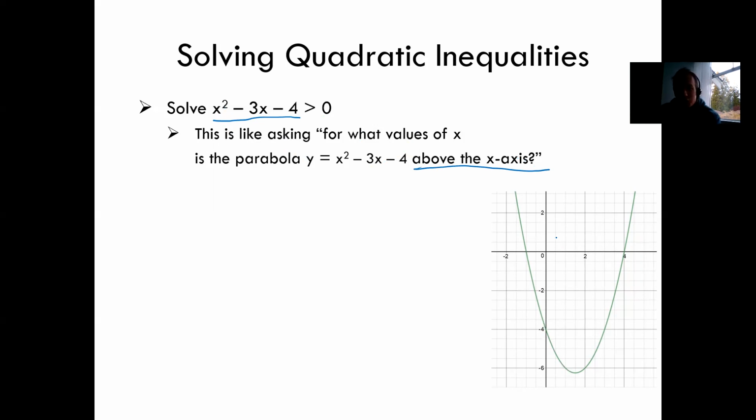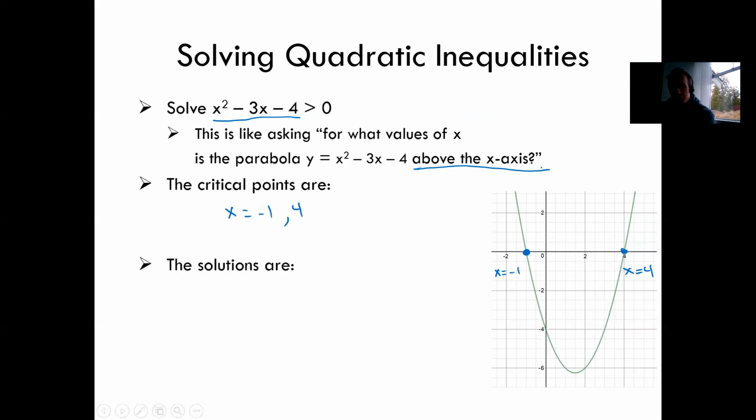If I want to answer this question, I can see on this graph we've got a couple of critical points. Right here, x is equal to -1, and right here, x is equal to 4. Those are the critical points because those are the x-intercepts, and that's when the parabola switches from being above the x-axis to below the x-axis. So the critical points are x equal to -1 and 4.